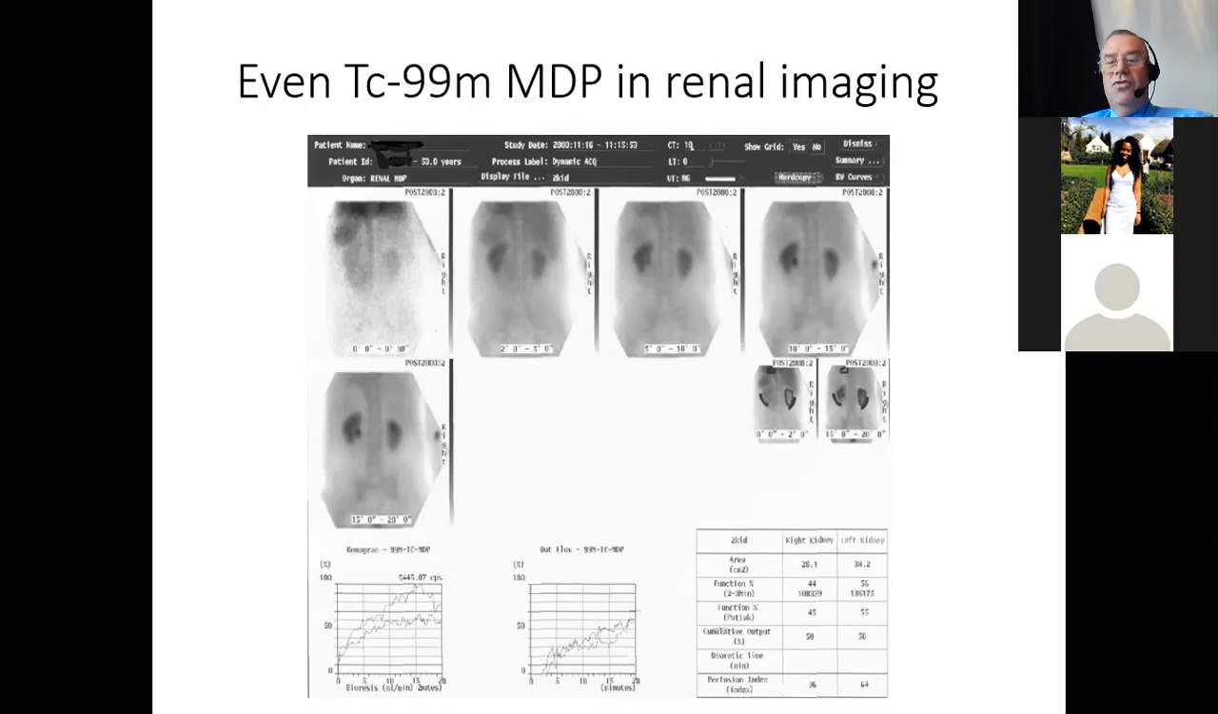So this was done as a sort of urgent scan, and we were able to use MDP. I wouldn't really use it to do much in terms of quantification, but it can tell you if a kidney is obstructed or not quite easily. And you just use exactly the same protocol as you would when you're acquiring a renogram.